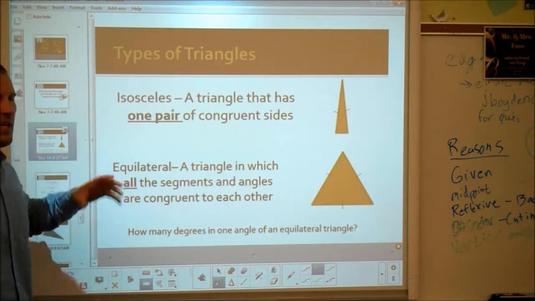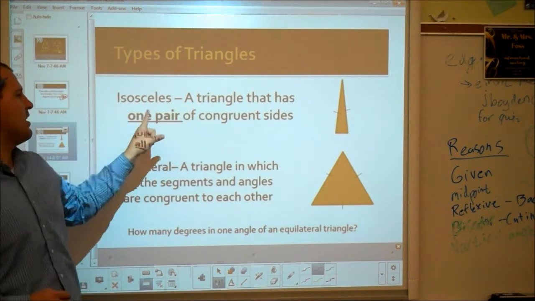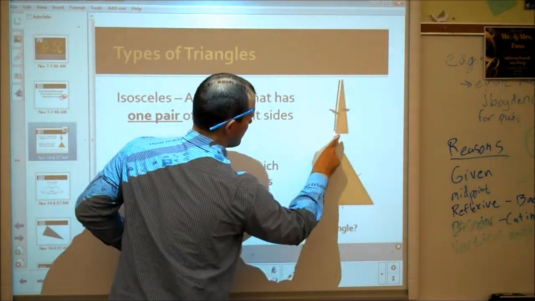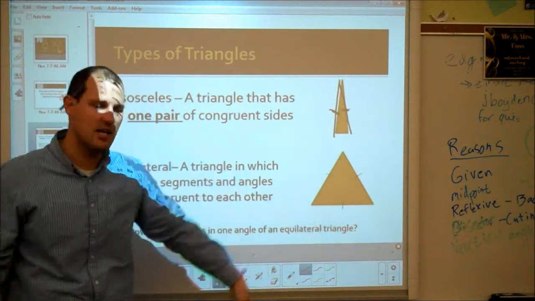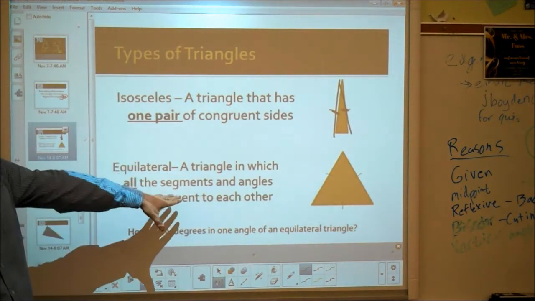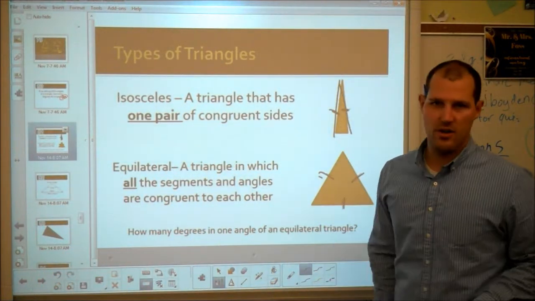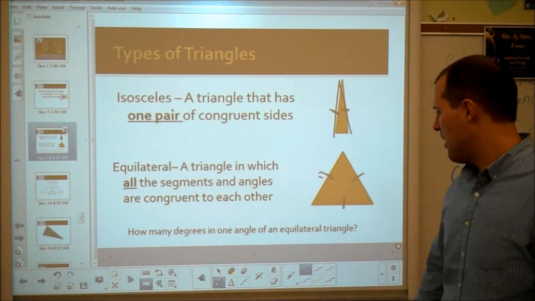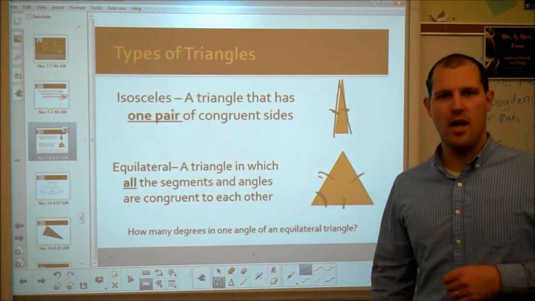Okay, so now here's a little more formal explanation of what these are. For isosceles, specifically it has one pair of congruent sides. That means that these two sides, this one and that one, are the same length, and then you have that third side which is different, like I talked about in the intro. For equilateral, all the sides and all the angles are the same. So with that in mind, I'd like you to try to answer this question down here at the bottom. How many degrees are in one angle of an equilateral triangle?